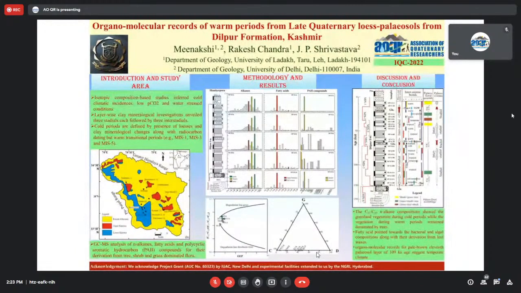The C31, C29 and C27 show vegetation in the warm periods, which is further supported by the presence of leaf wax derived C24 long chain fatty acid. The warm periods were marked by the first and other paleosols, whereas the third and 11th paleosols of cold climate were recorded in the preceding and successive layers. So the climatological data is also supported by observations from the organomolecular records. Thank you.